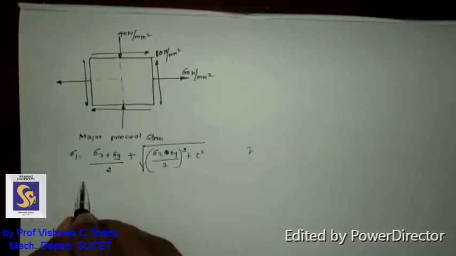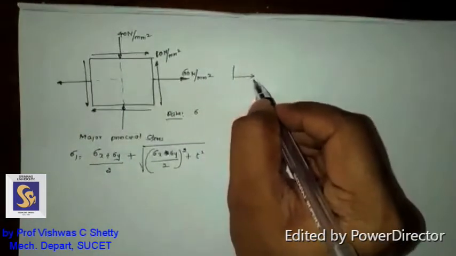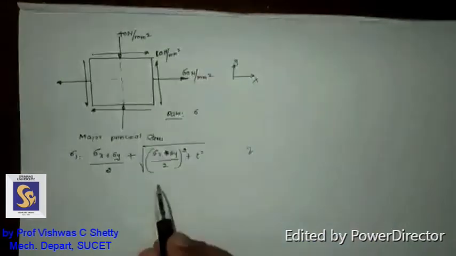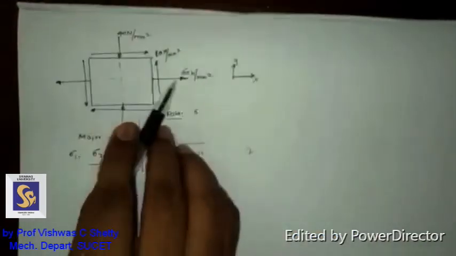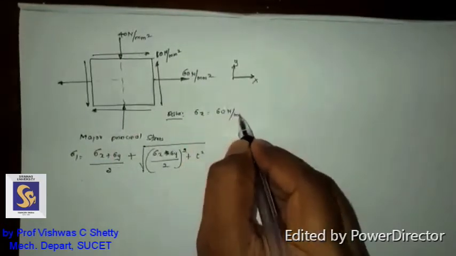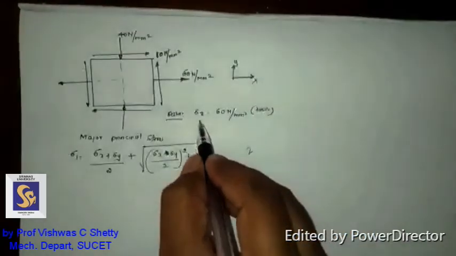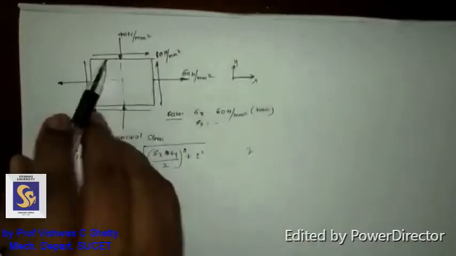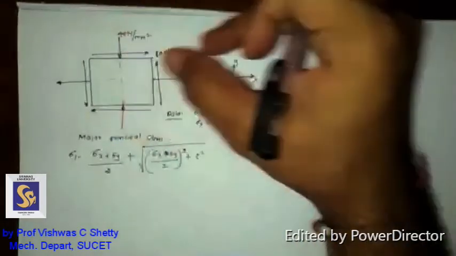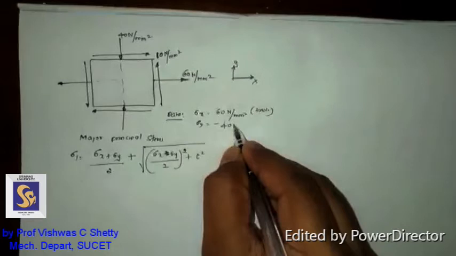So sigma x and sigma y data are given in the question. I am considering these coordinates: this as the x coordinate, this as the y coordinate. For me, the x coordinate is tensile, so sigma x is positive. Sigma y is negative because it is compressive. See the direction? It is compressive stress, minus 40 Newton per millimeter square.